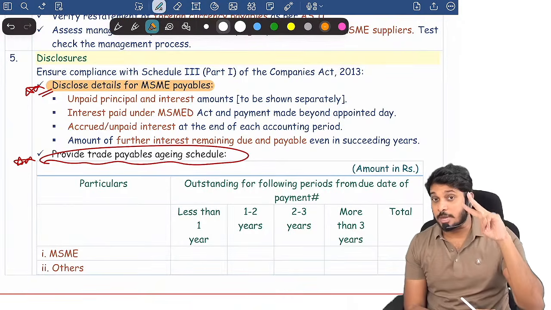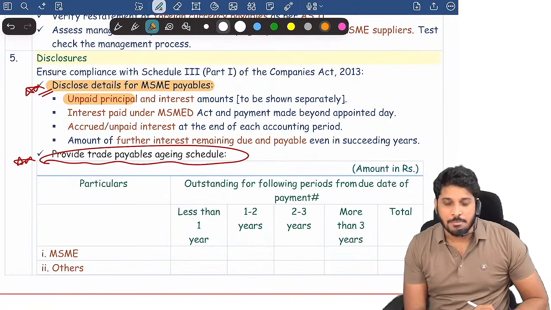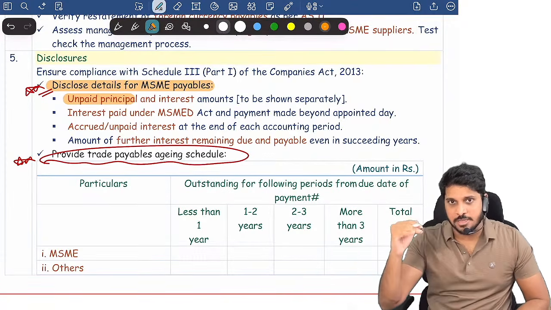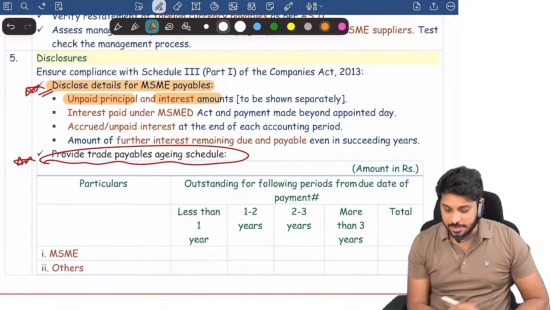We need to disclose separately for MSMEs, guys. What we need to disclose? Unpaid principal amount, how much? Suppose I purchased goods from an MSME. How much amount is still unpaid? And what is the interest amount unpaid? That we need to show.